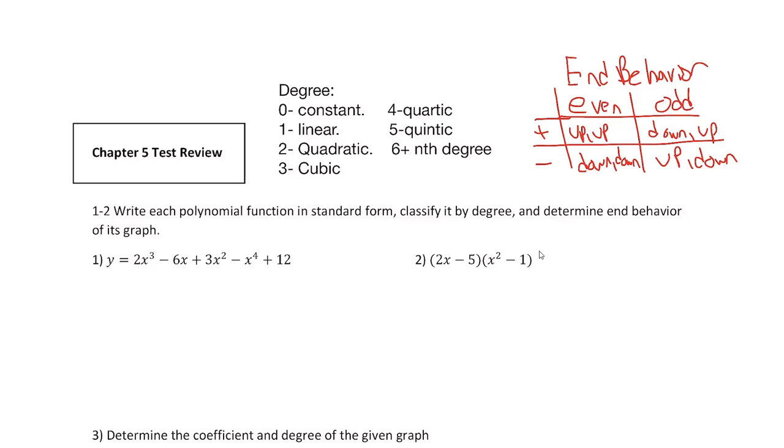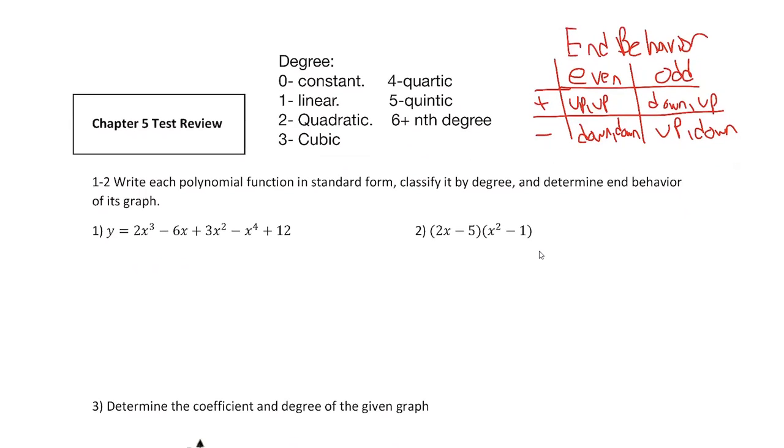But the first two questions on your test, they're going to say write each polynomial function in standard form, classify it by degree, and then determine the end behavior of its graph. So there's three things they're asking us to do. The first is to get it into standard form.